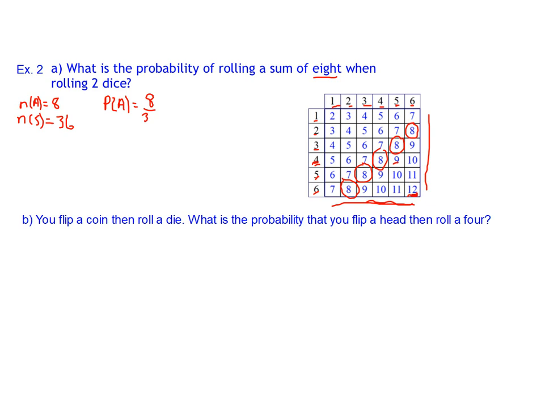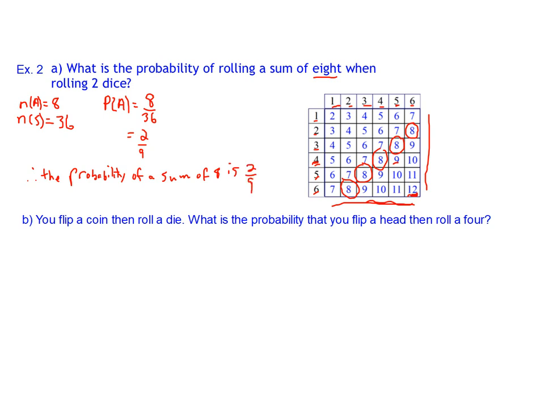And again, we should reduce this fraction. We can divide by 4 for sure. And we divide by 4 and we get 2/9. So the probability of A is 2/9. So therefore, the probability of a sum of 8 is 2/9.